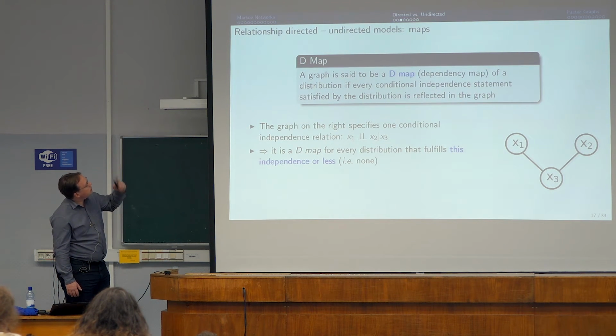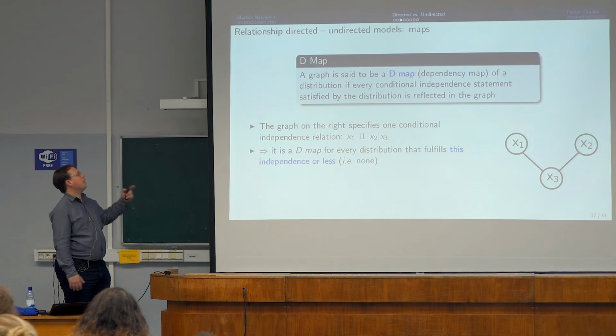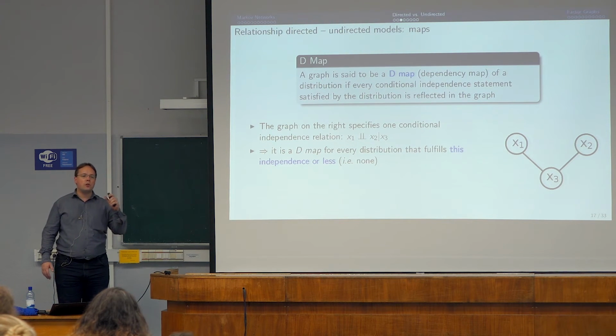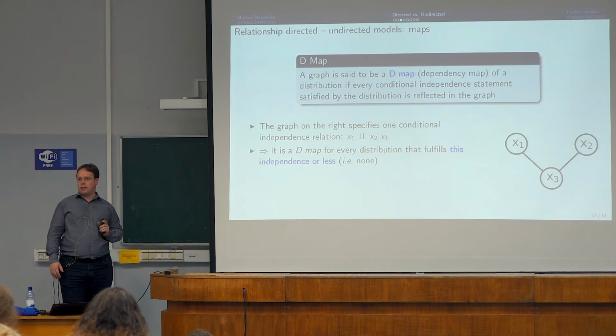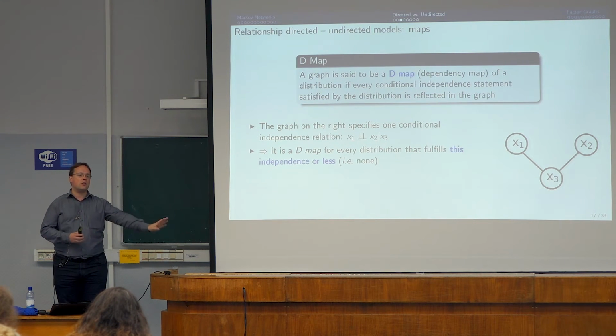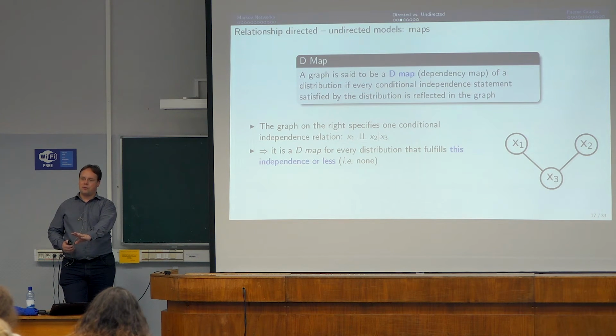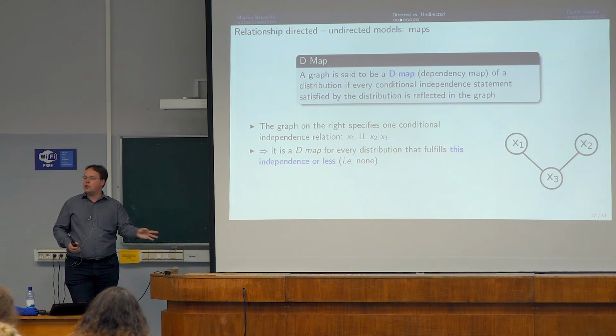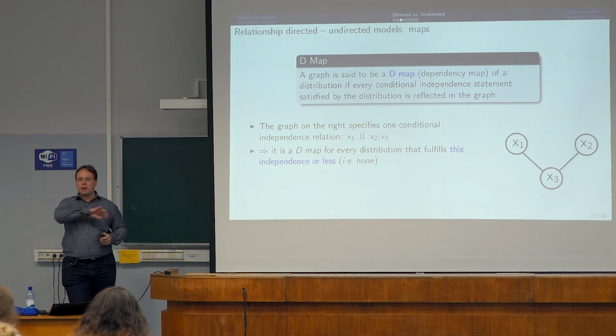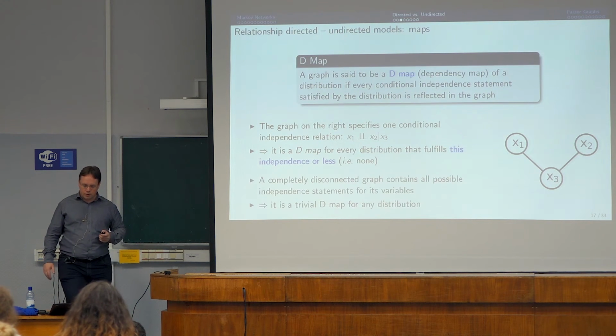What if your distribution does not fulfill any conditional independence? That's fine. It's still a D-map for it, because the criterion is everything that is in the distribution also has to be in the graph. If nothing is in the distribution, that's fine. We don't even check if it's in the graph or not. So it's a one-sided inclusion. Everything in the distribution also has to be in the graph. That, of course, shouts for the opposite direction.